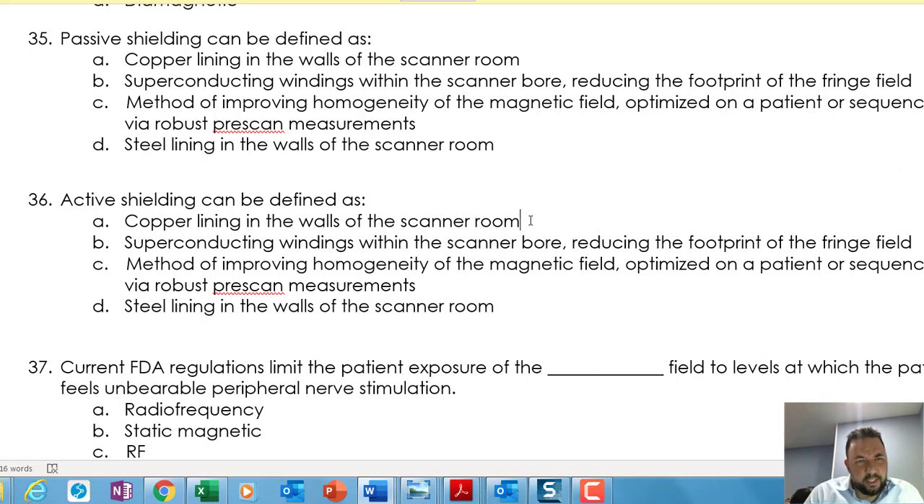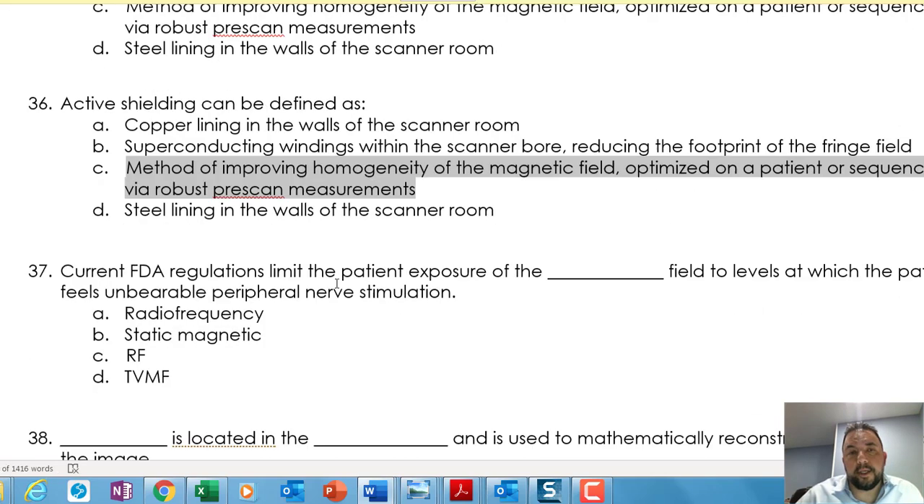And then what is letter C? A method of improving the homogeneity or uniformity of the field, optimized on a patient or sequence basis via robust pre-scan measurements. That's a technique called active shimming. You'll see technologists place volume boxes over the anatomy they're imaging. That's active shimming. I want to tell the system to almost collimate or concentrate your magnetic field in this particular anatomy so you have the best fat saturation, contrast, and uniformity in that particular area or region. That's a function that the technologist performs all day, every day.